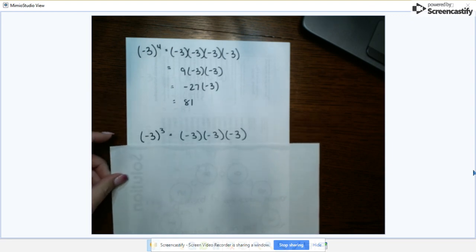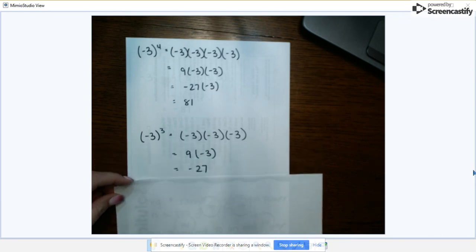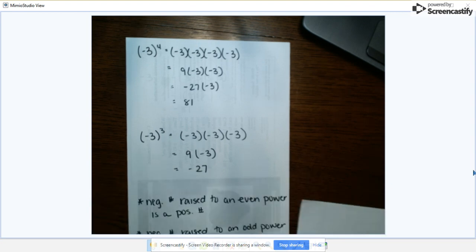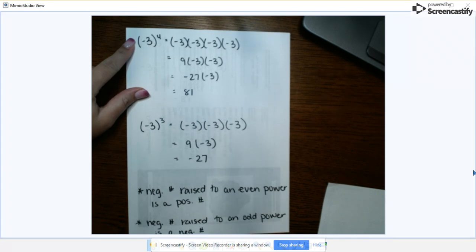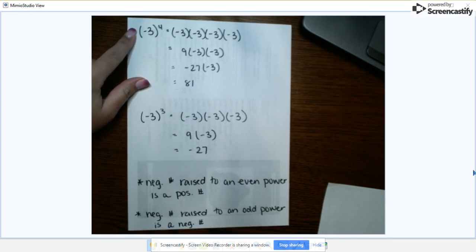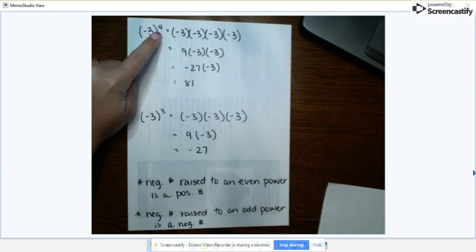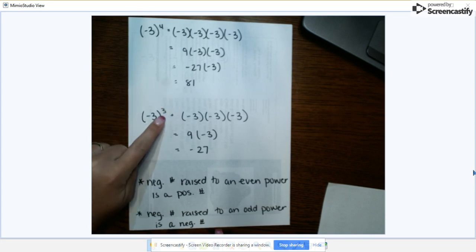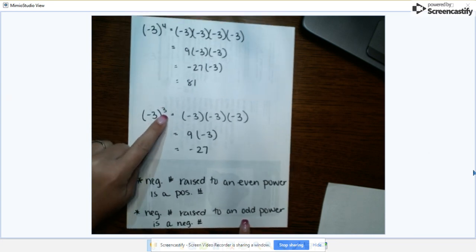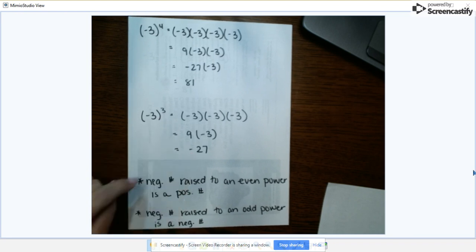Okay, similarly, if I have -3 to the 3rd, I do something very similar, only I get a -27. So a nice little rule: if I have a negative number raised to an even power, like this top example, my answer will be a positive number. So even power, positive number. Odd power, an odd power is going to be a negative number.